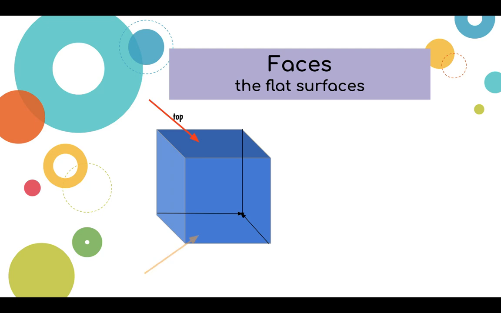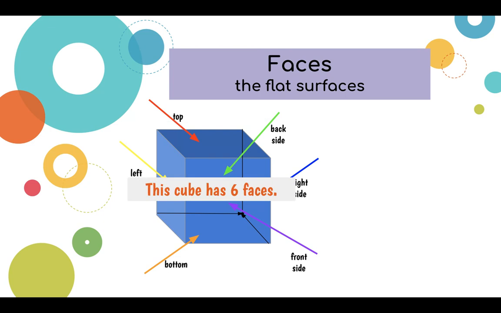So again, here are some examples of the different faces of a cube. So you have the top side, the left side, the bottom side, the back side, and the right side, and the front side. There are six faces, and on a Rubik's Cube, each of those faces is actually a different color. Now, not all 3D objects are exactly like this.